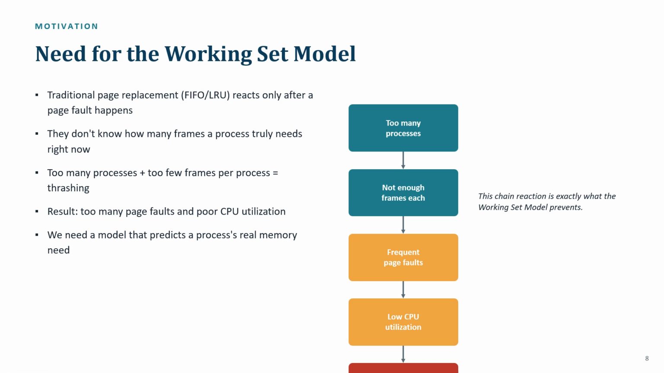Too many processes get loaded into memory. Each one ends up with too few frames. That leads to frequent page faults, which drag CPU utilization down, and the CPU freezes also. We need a model that predicts a process's real memory need.